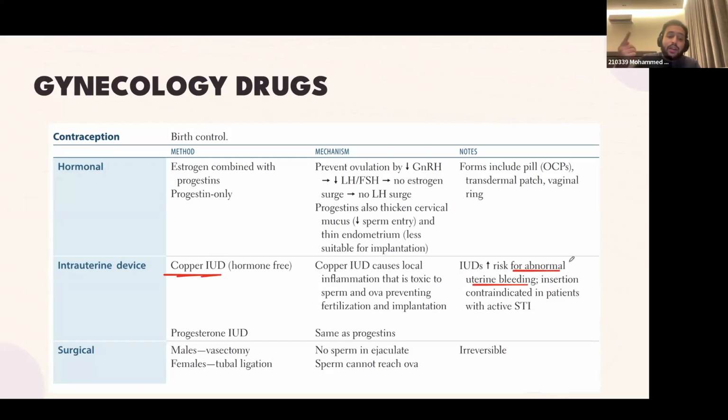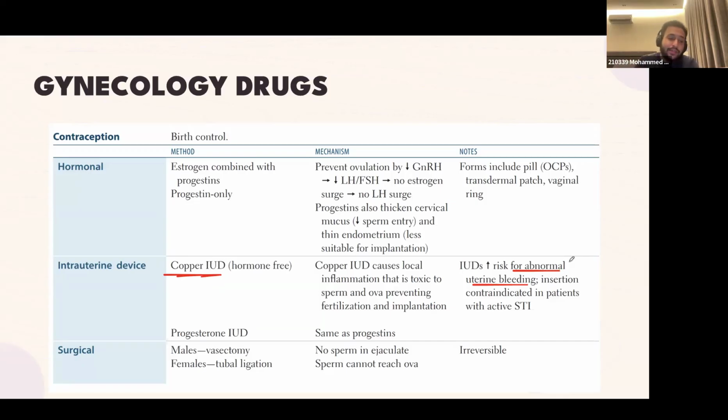Another important side effect of IUDs is it can cause ectopic pregnancy, usually in the fallopian tubes, because if you think about it, it's causing inflammation. So if you have implantation happening in the fallopian tubes, it's going to happen because there's something obstructing it. So that's why it causes ectopic pregnancy. That's pretty much that.